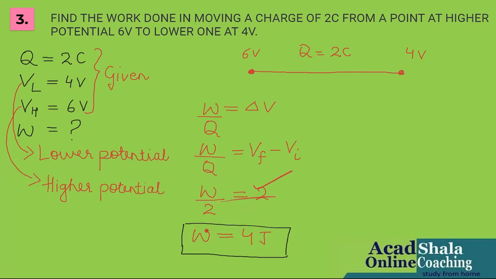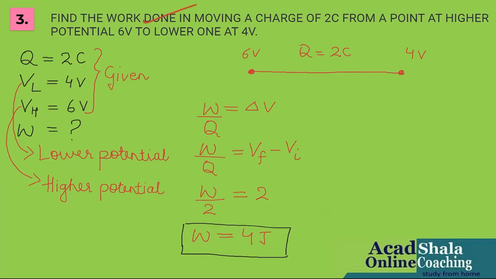Solve it, children. It's a very simple numerical. So the work done comes out to be 4 joules. Children, always and always remember that when you write an answer, always write the units. Otherwise, your marks will be deducted if you do not write the unit. Very important. Very, very important.